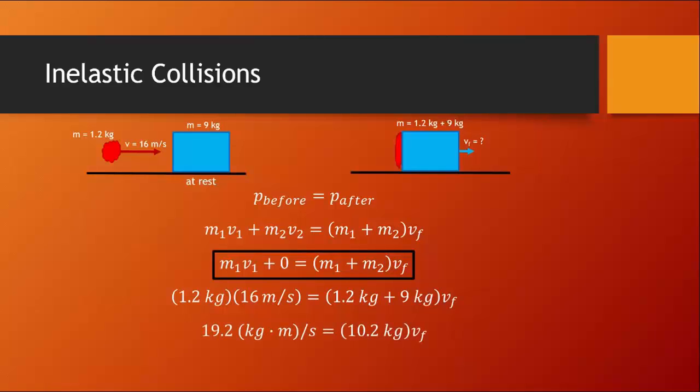So do a little algebra, 9.2 kilogram meters per second equals 10.2 kilograms times vf. And then we can find that this clay block system is moving at 1.9 meters per second after the collision. Once again, let's take a look at the big picture.